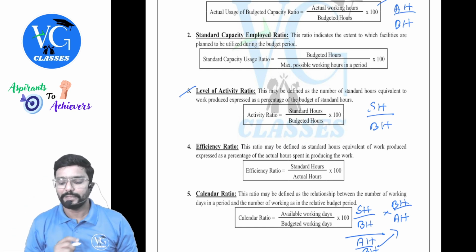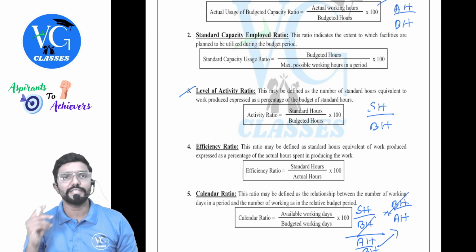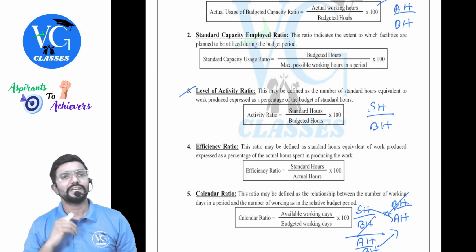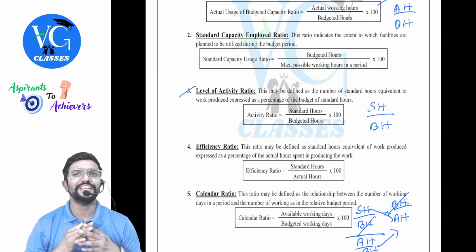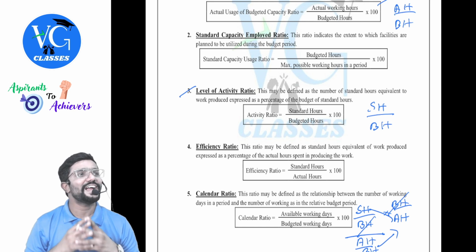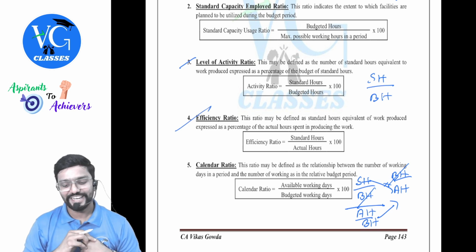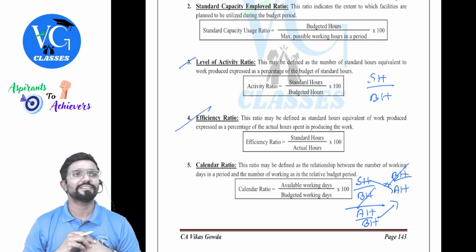Now, can I cancel out BH in numerator and denominator? Yes, sir. Now, what is the answer? SH divided by AH. Standard hours divided by actual hours. Guys, for efficiency ratio, what is the formula? Standard hours divided by actual hours.